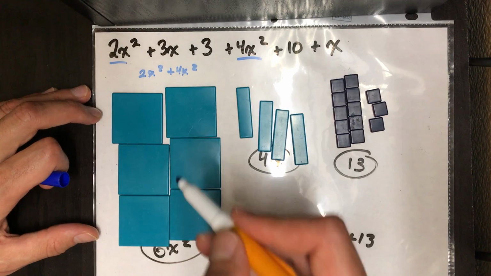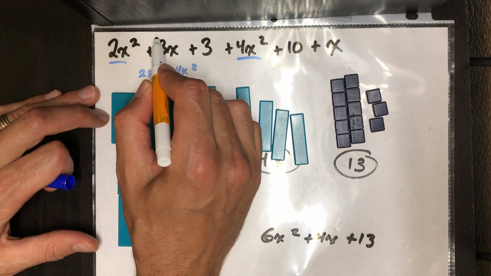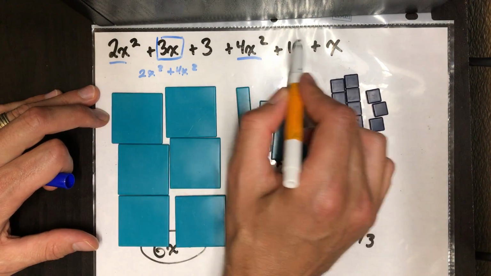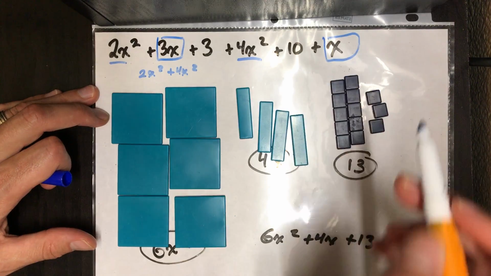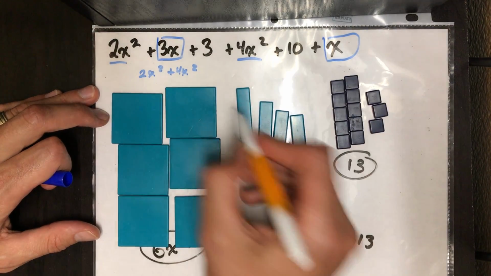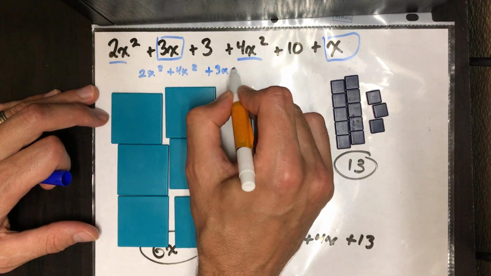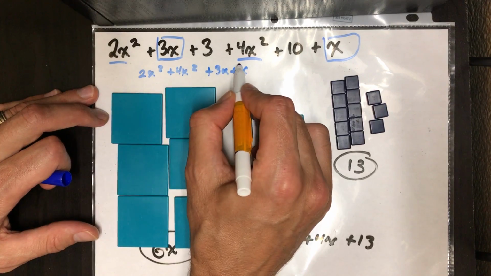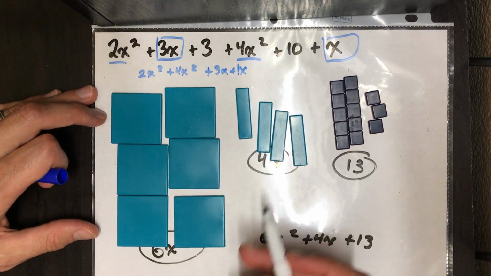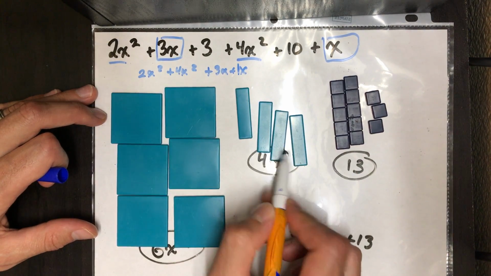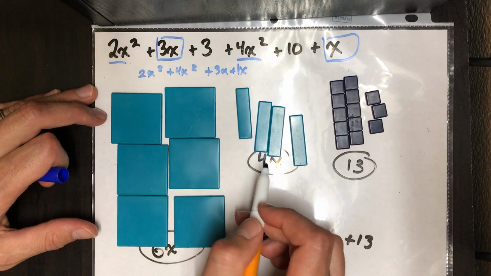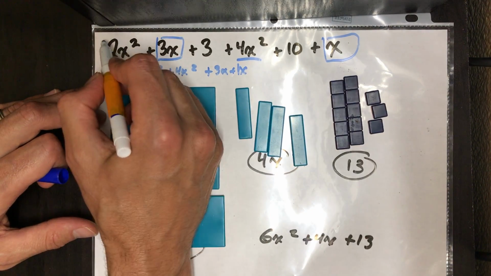All right, now if we move on to our x terms, we see here that we have 3 x's, and then over here we had that 4th x all by itself. So if we rewrote that, we'd have plus 3x plus x. Of course, we could put the 1 in front just to remind ourselves, and 3x plus 1x equals our 4x right here. And then we're left with our ones terms.